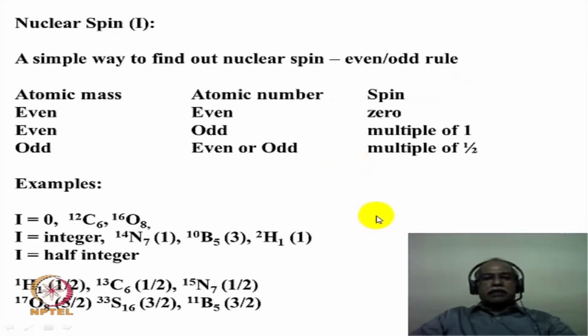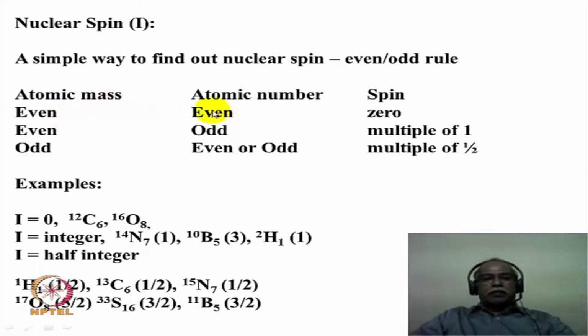Now there is an easy way to find out the nuclear spin of a given nucleus. This is called the odd even rule. This is a highly empirical rule. It has no theoretical basis or anything. It is a very mnemonic kind of methodology to determine the spin of a given nucleus. This is purely based on atomic mass and atomic number.